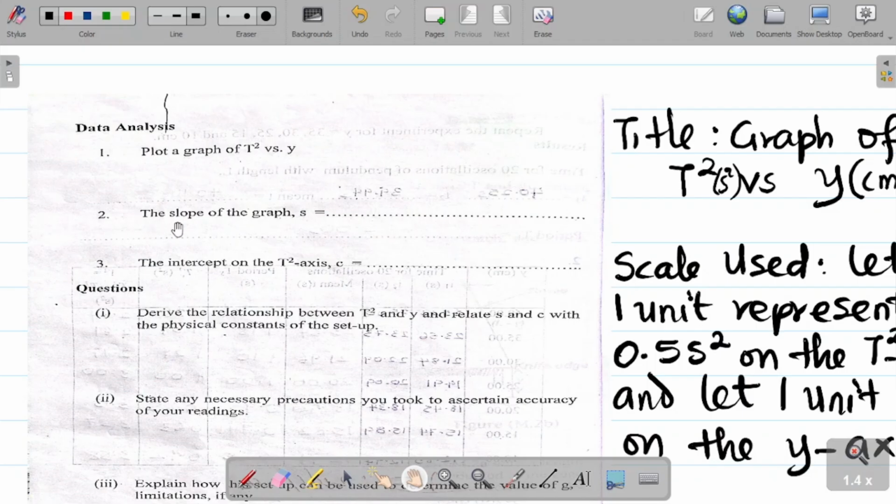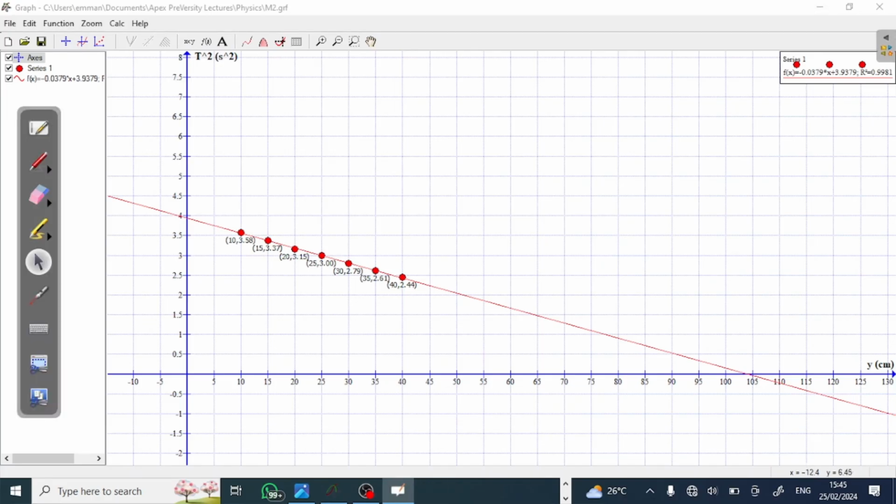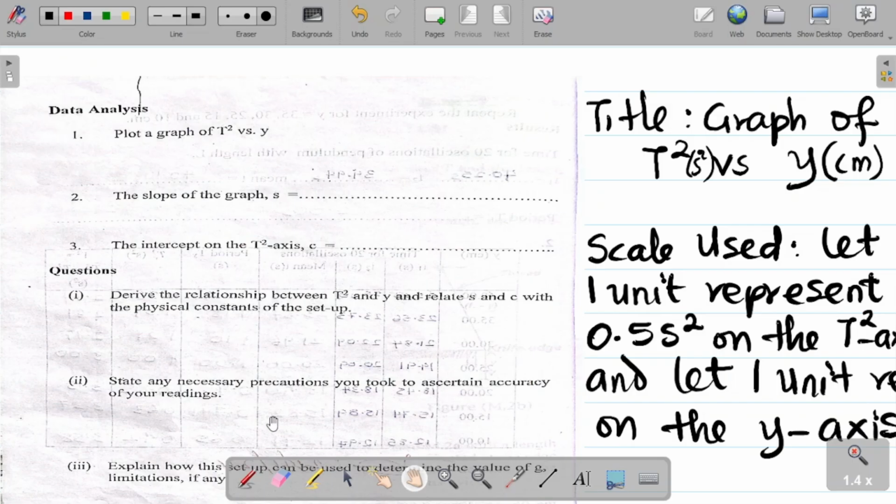The second one here says the slope of the graph S is equal to. Now, luckily, this software gives me my slope. My slope is what I can see here, this one attached to X. That's about minus 0.04 approximately as my slope. So you can just get your slope from your graph. Mine is about minus 0.04 as my slope. But then the slope should have an SI unit.